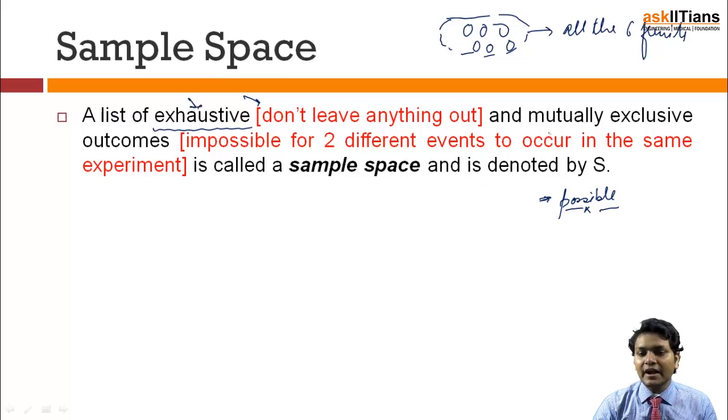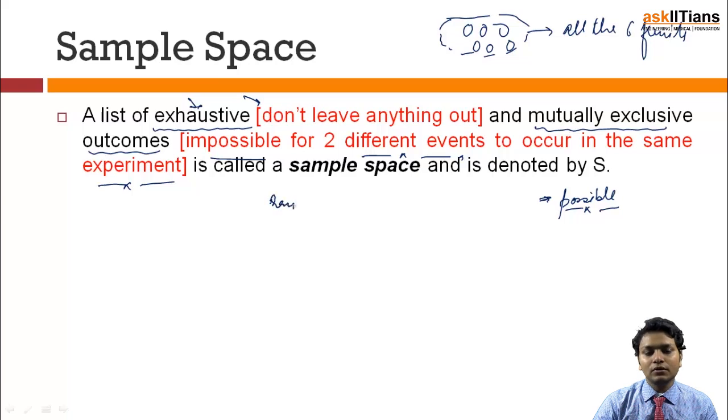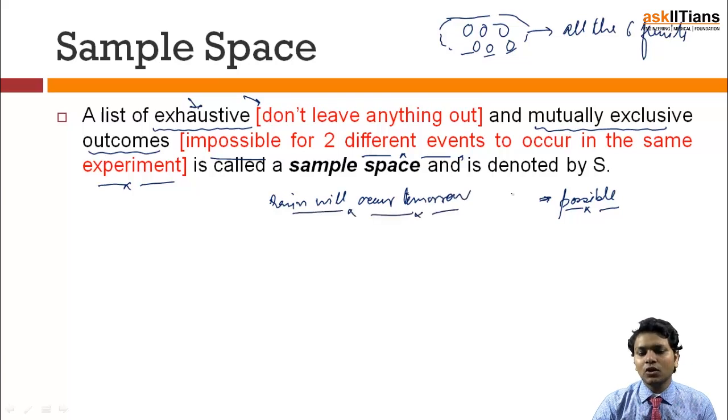and similarly mutually exclusive outcomes, meaning it is impossible for 2 different events to occur in the same experiment. For example, if I am considering that rain will occur tomorrow, I cannot consider that rain will not happen tomorrow, right? The negative of this will automatically tell me the exact proportion in which rain will not happen tomorrow, but the outcomes in one cannot occur in the other. That is the specific meaning of mutually exclusive.